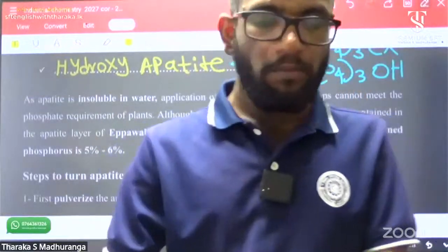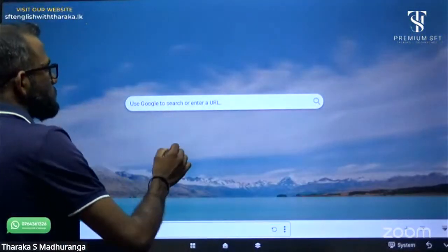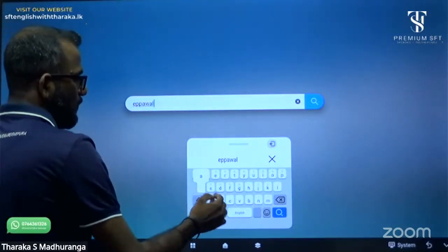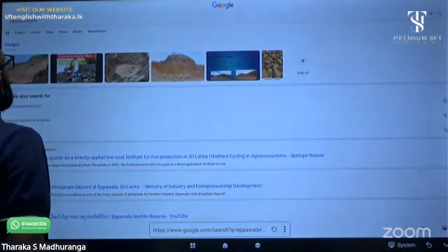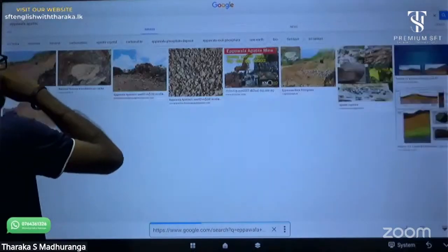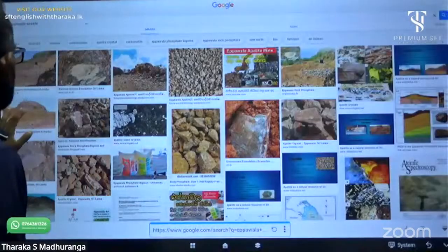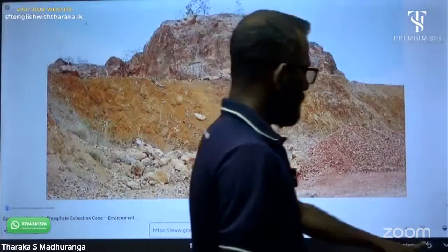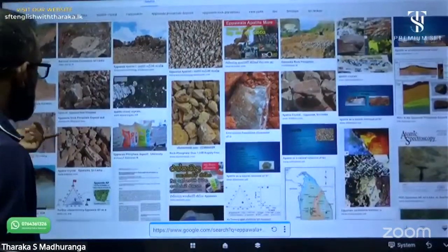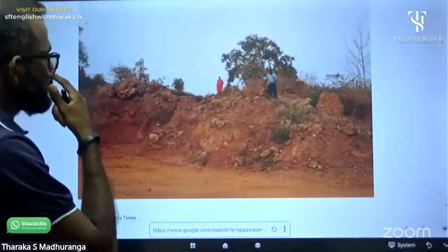I will show you in the drone footage. It's just a mountain. See? That is a drone view. These crystals are the apatite. We have a large resource. See? They are all apatite. They are just soil.